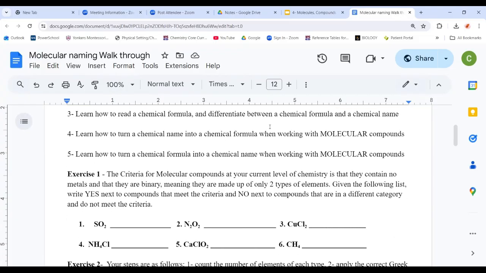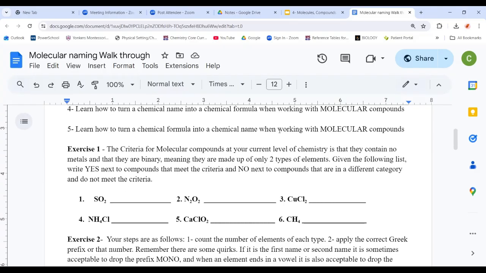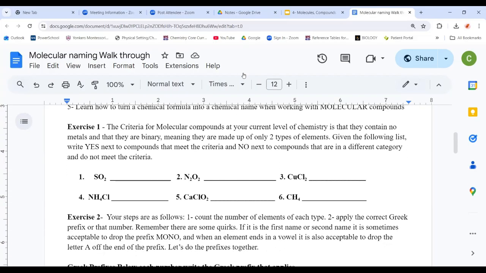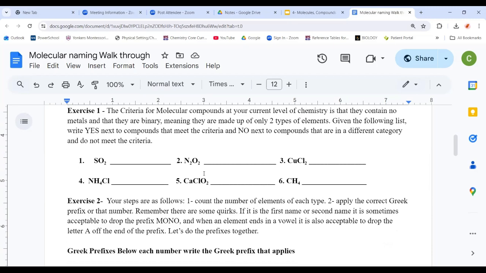And the criteria, again, are it has to be all nonmetals and it has to be binary. We're going to talk about the difference between a chemical formula and a chemical name. And then we're going to learn how to name from a formula and use a name to determine what the formula is. So here again, in exercise 1 is your criteria. Your criteria is how do you know if it's molecular or not?